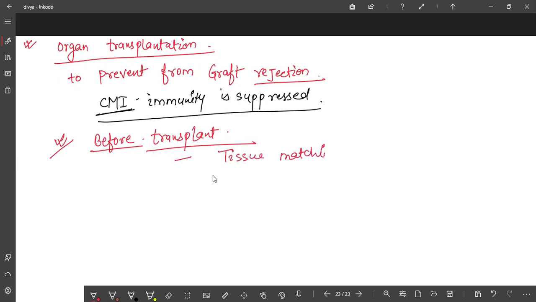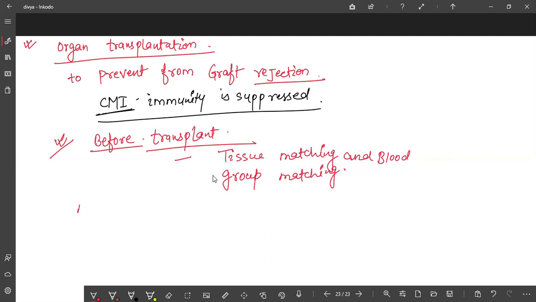Tissue matching as well as what? Blood group matching. What is done before transplantation? Blood group and tissue matching, because the tissue may be rejected by our body, which will consider it foreign. Tissue matching will be higher in closely related people, such as relatives and twins. So the more closely the person is related, the better their tissue matching. So tissue matching and blood group matching is done before transplant.